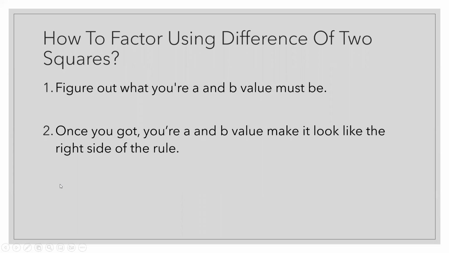How to factor using difference of two squares. Here are the steps. Figure out what your a and b value must be. And then once you've got your a and b value, make it look like the right side of the rule. So I will explain that when we do the example.